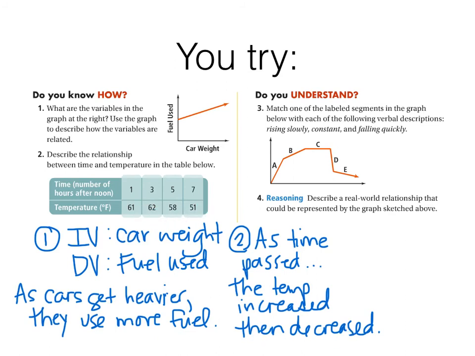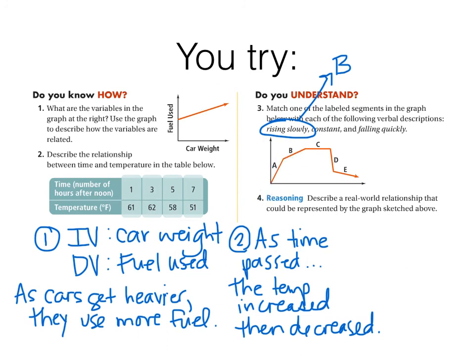All right, number 3, match one of the labeled segments in the graph with each of the following verbal descriptions. Rising slowly, constant, and falling quickly. Well, rising slowly would be B, because it's not steep. It's not steep at all. Think about if you tried to ride a bike up this, it'd be very challenging. Up this would still be challenging, but not as bad.